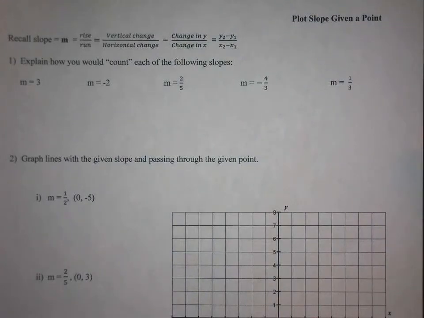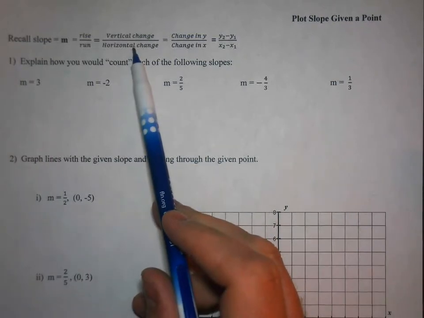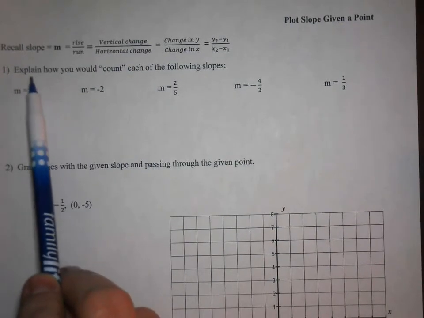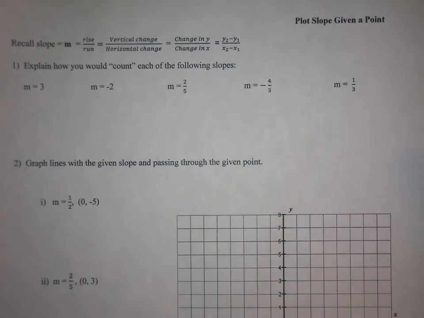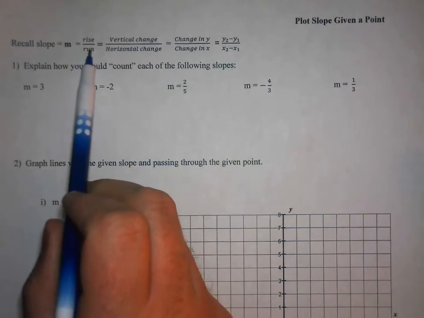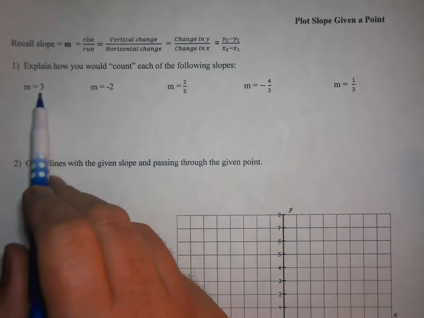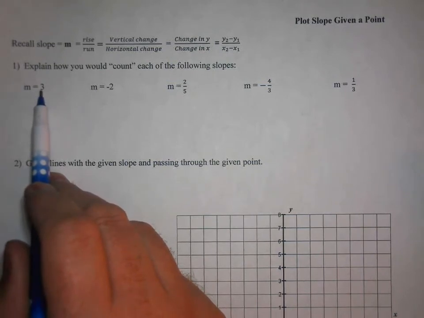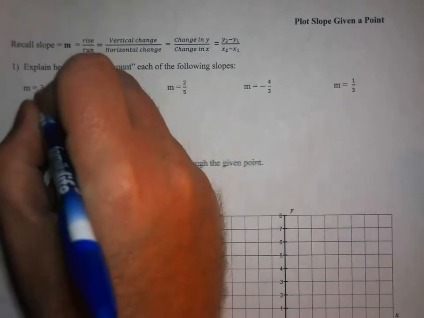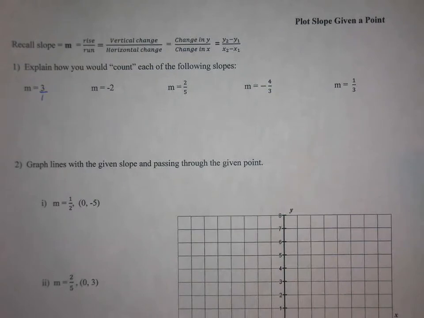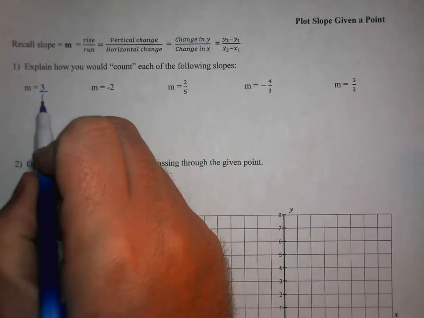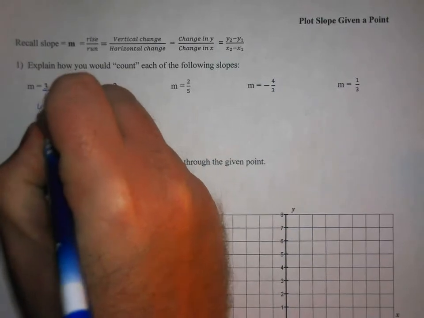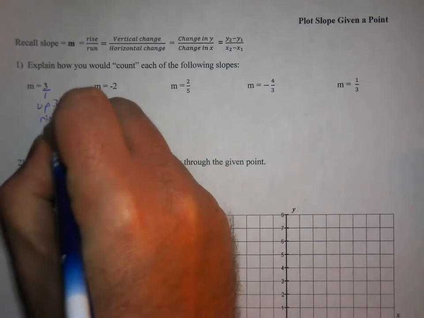Recall that slope is rise over run, or the vertical change over the horizontal change. In number 1, in explaining how to count each of the following slopes, we want to look at them as a fraction, as rise over run. So if we have a slope of 3, that's not a fraction the way it's written. But what we can do is put it over 1 to make it a fraction. So that'll tell us the rise is 3 and the run is 1. So the way we count that is we go up 3 and to the right 1.